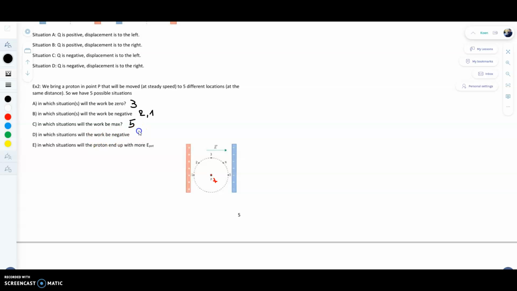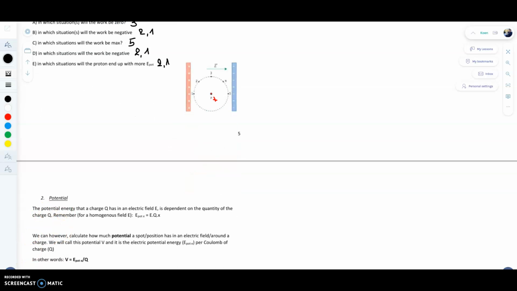In which situations will the work be negative? I again asked that one, apologies for that, it's the same one, it's 2 and 1 negative work. And in which situations will the proton end up with more potential energy than it started? Well, that is the definition of negative work. It somehow gains more energy, meaning you have to put in more energy, which makes it negative work in total. And that's again situations 2 and 1. I hope this helps to clear a few things up, and we will be talking about potential in the next chapter.